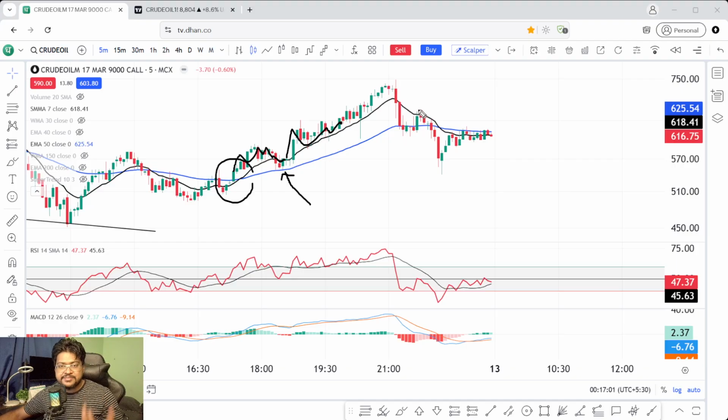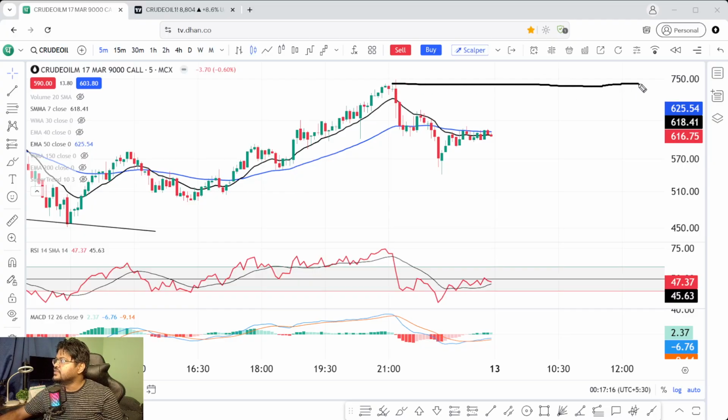And where was my exit? Well, I exited at the exact right time, but technically I did not expect that it would rapidly fall after the exit. I exited around the price of 744, I believe, somewhere around here.